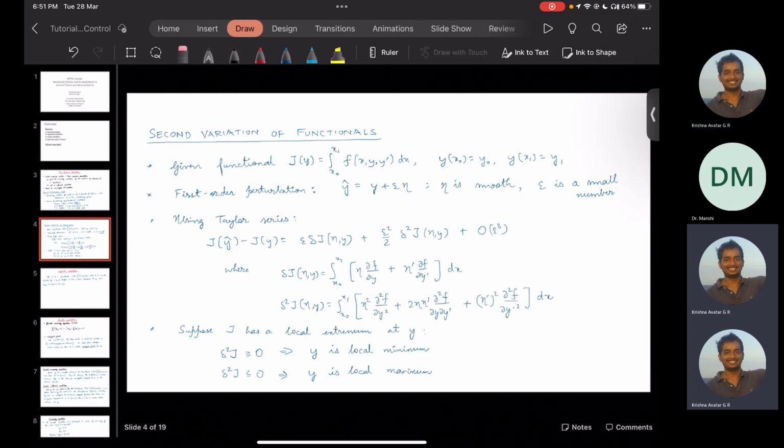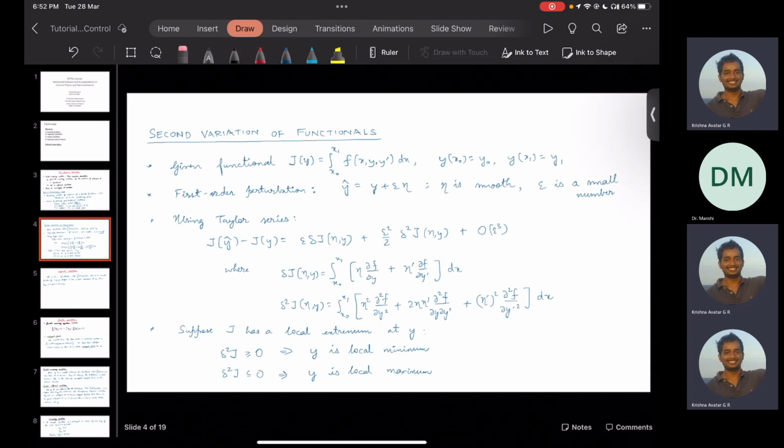Yeah. So suppose J has a local extremum at y. Then we essentially want to know the nature of the extremum for that extremal y. Then we have two scenarios, or ideally we have three scenarios. But right now let's discuss the first two, which are minimum and maximum. So say if del square J is greater than or equal to 0, then this implies that y is a local minimum.